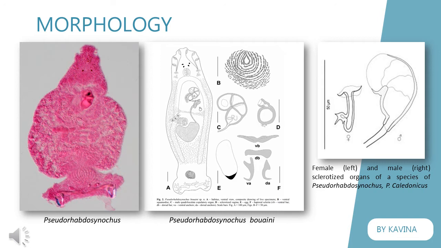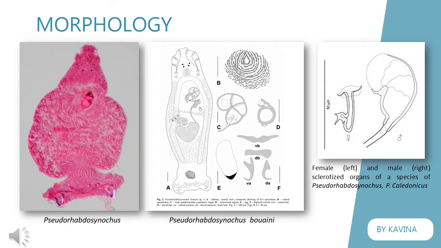The vagina includes a sclerotized part, which is a complex structure with several chambers and canals, generally used for the diagnosis and differentiation of species. In the pictures, we see the female on the left and the male on the right, sclerotized organs of species of Pseudorhabdosynochus, Pseudorhabdosynochus caledonicus.